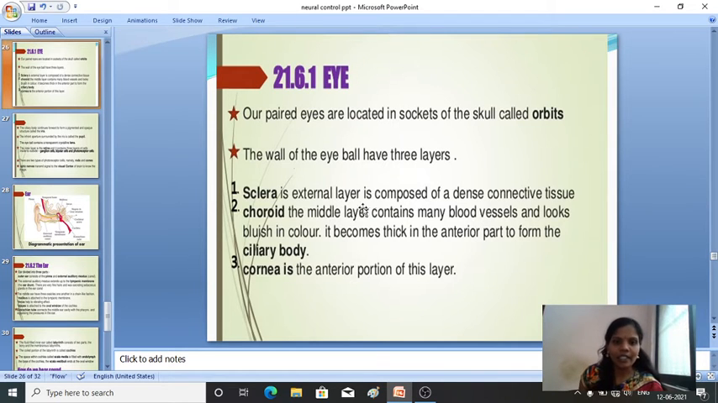Sclera is the external layer and it is composed of dense connective tissue. Then choroid is the middle layer, contains many blood vessels and looks bluish in color, and it becomes thick in the anterior part to form the ciliary body. Next, cornea is the anterior portion of the eye.